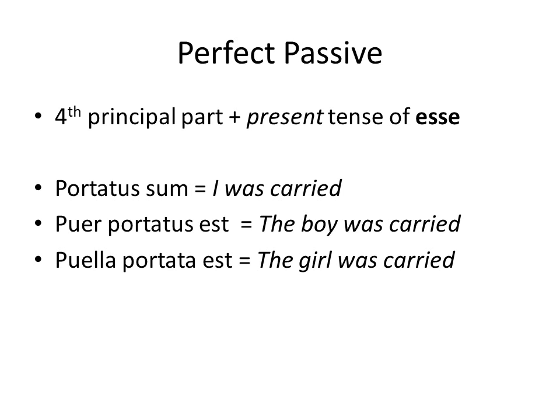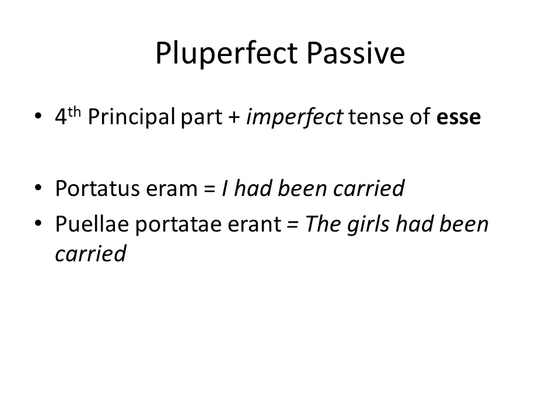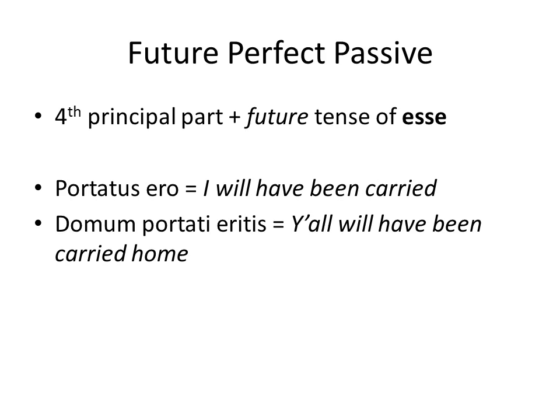We've seen that over and over and over again in Latin, so it shouldn't be any surprise that endings are agreeing here. The pluperfect passive, like we saw in the charts, is going to be the fourth principal part plus the imperfect tense of esse. So portatus eram, I had been carried. Puellae portatae erant, the girls had been carried. So puellae is feminine plural, so I put a feminine plural ending on portatae erant. So that's a pluperfect passive, the girls had been carried.